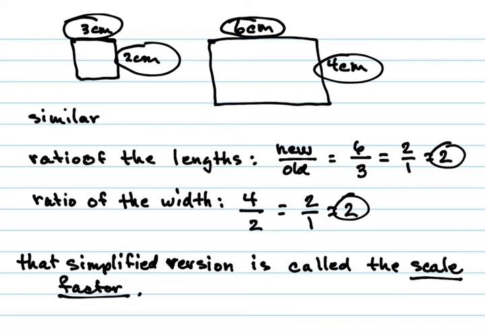Okay? Factor means multiply, and scaling means to make something bigger or smaller. So the scale factor simply means the number that you would multiply to make the object bigger or smaller, depending on if you're scaling up or down. Okay? All right. There is also a scale factor for the areas. And if you know the scale factor, then you can find the area scale factor.